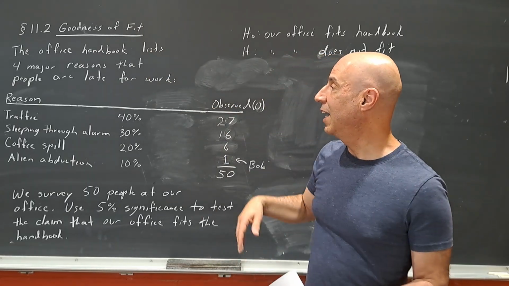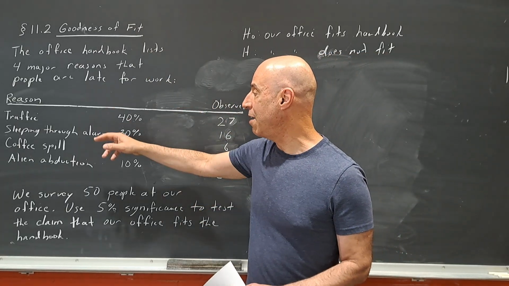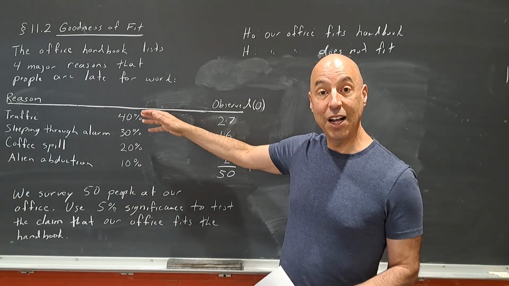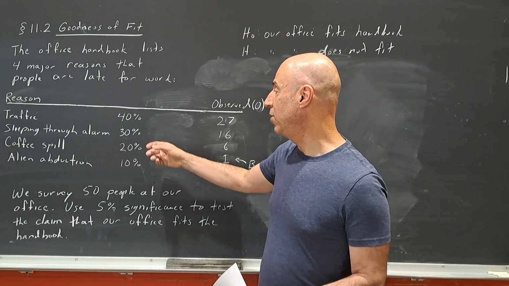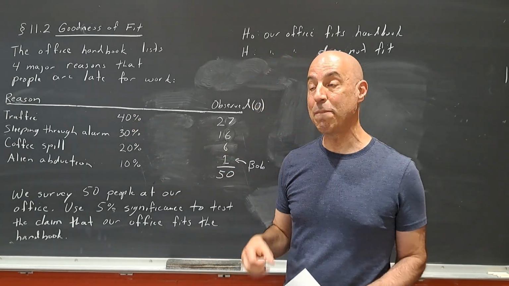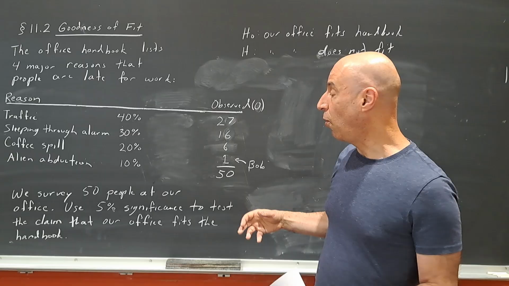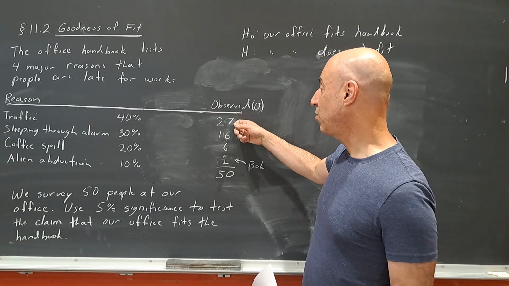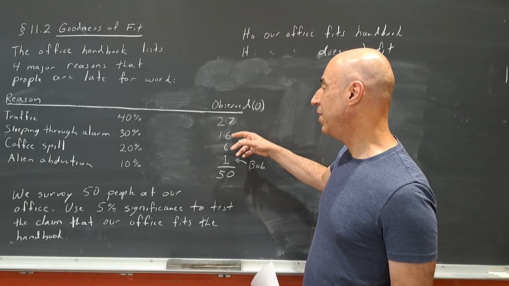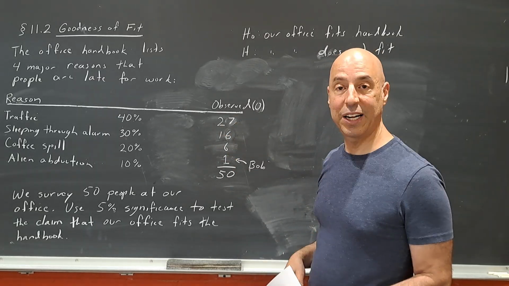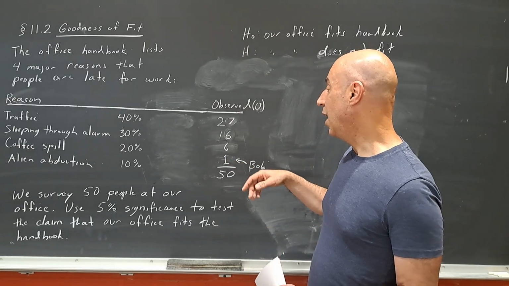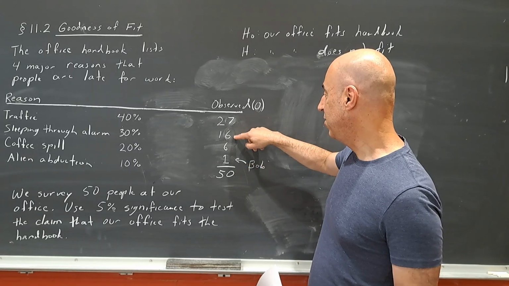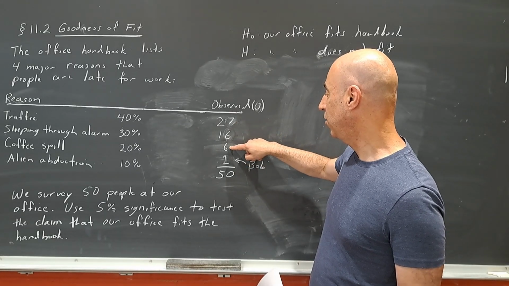We have the office handbook and it lists 4 major reasons that people are late for work: traffic, sleeping through the alarm, coffee spill, and alien abduction. And it gives us the percentages that people are late for work because of these reasons: 40% for traffic, 30% for sleeping through the alarm, and so on. Now, we take a poll of 50 people at our office, and we find that 27 of them, just over half, were late for work because of traffic, 16 slept through the alarm, 6 people had a coffee spill, and 1 person was abducted by aliens, and hopefully that adds up to 50. So 27 plus 16 is 43, plus 6 is 49, plus 1 is 50.